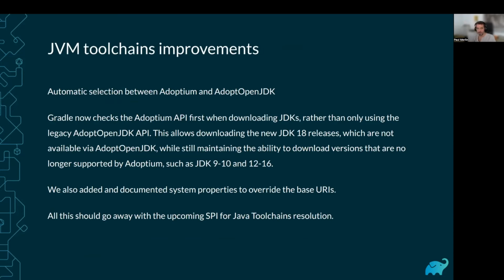follow up on the kind of a mess between AdoptOpenJDK and Adoptium. So we now check the Adoptium API first when downloading JDKs and fall back to AdoptOpenJDK if we cannot find a suitable JDK. Because one of the services hosts a range of versions and the other one another range. So we also added some system properties, so folks can override the base URIs to the services.